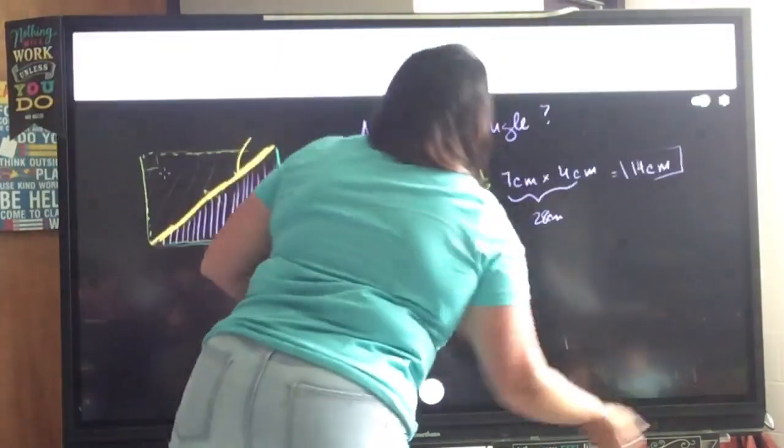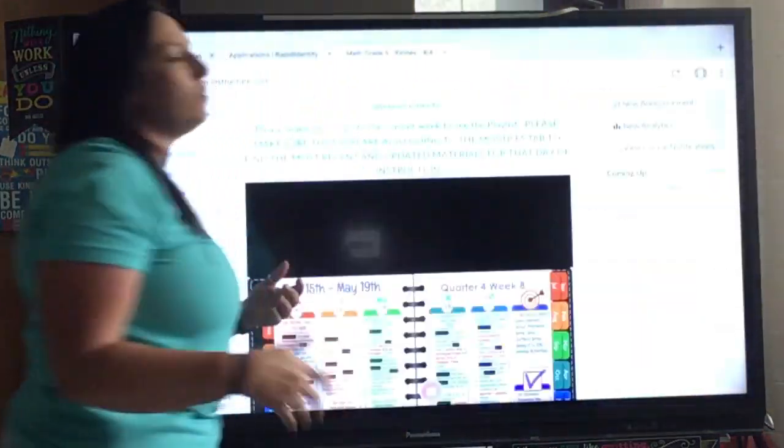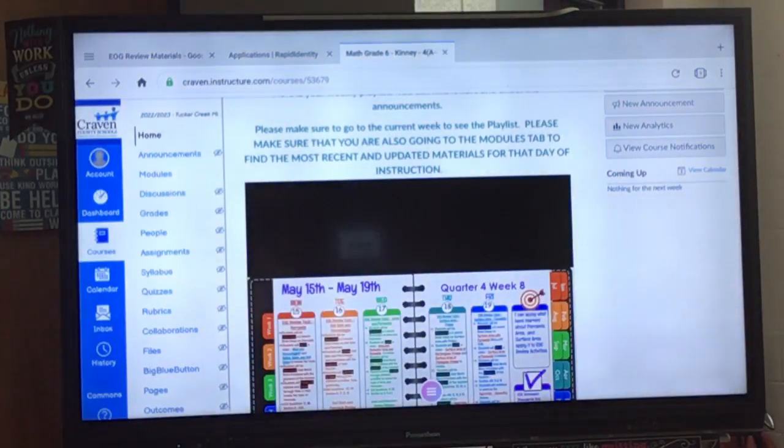Alright, so again, just to review on finding area of a triangle, rectangle, and a square. Those are the basic ones you need to know. Everything else can be cut, split, whatever.